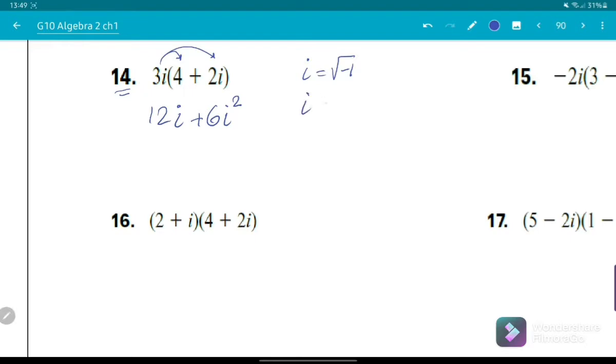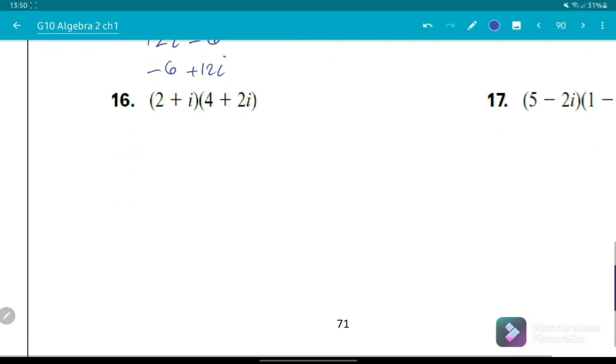But i squared has a value of negative 1. So when you have i squared, it means multiply by negative 1. When you multiply the 6 by negative 1, it will be negative 6. So i squared will be cancelled, and we will change the sign of the number that's related to the i squared. Now the answer will be 12i minus 6, or negative 6 plus 12i, the real part and the imaginary part. If you didn't get this, try with me this one.